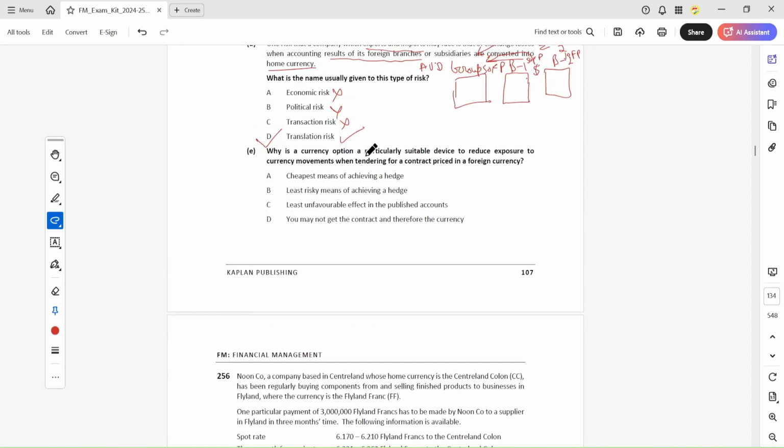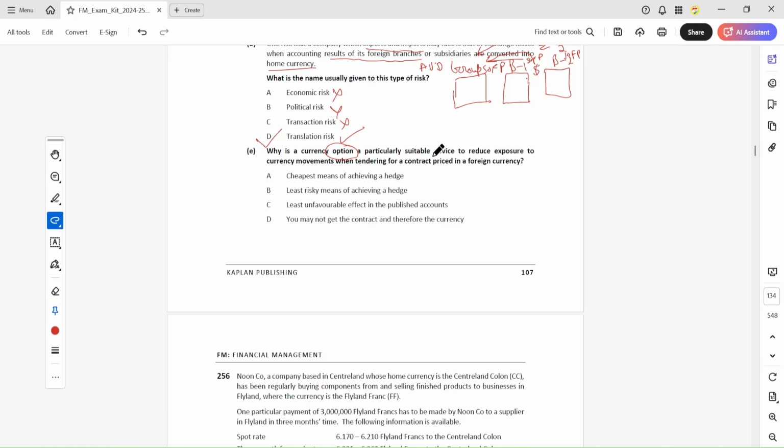Why is a currency option a particularly suitable device to reduce exposure to currency movement when tendering for a contract priced in a foreign currency?